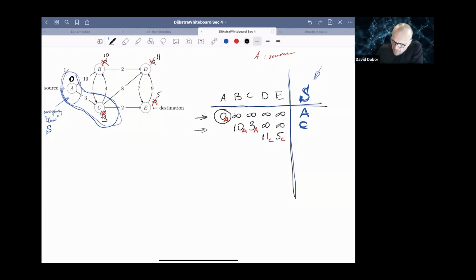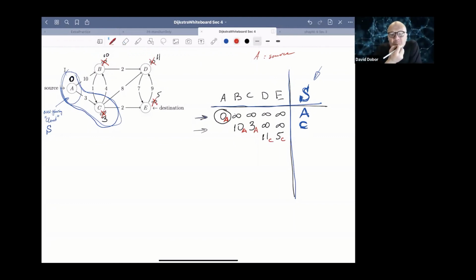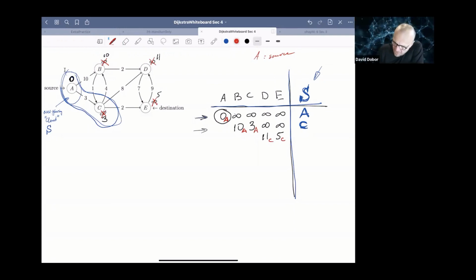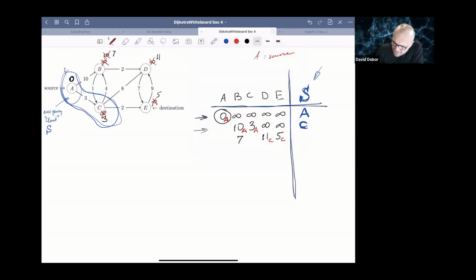With B, nothing happened, so I just copy the B. Doesn't it change now? Oh, yes. What's happening to B? 7. I have a way of getting to B. I almost made it. Yes, I have a better way of getting to B also. So notice that I have a way of getting to B at the cost of 7. So I erase the 10 that I had before, and I put there 7. And I change this entry and say that I got there from C.